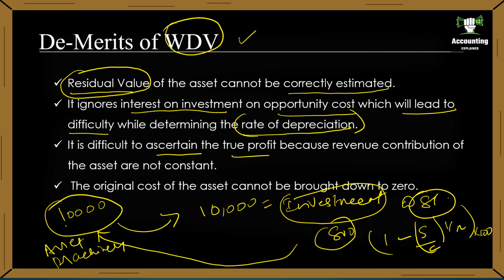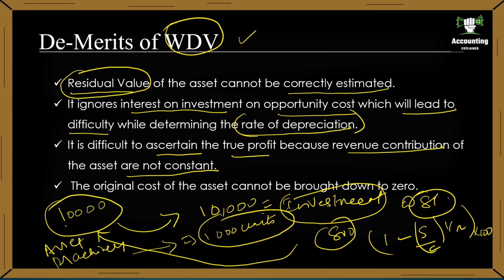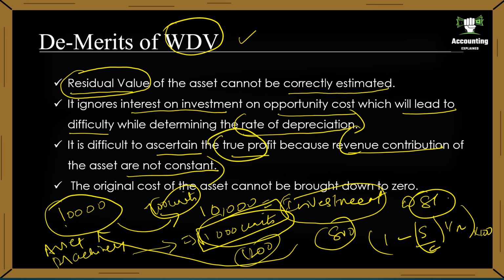It is difficult to ascertain the true profit because revenue contributions of the asset are not constant. See, suppose the machinery can produce 1000 units per year. This machinery which you have bought, it's going to fetch you 1000 units every year. But in a year the production would have been lesser because the demand is lesser. You would have produced only 700 units. In some other year the demand will be 1100 units, but this machinery can produce only 1000 units. So it is difficult to calculate the true profit because revenue contributions of the asset are not constant, because it depends on the demand outside for your product.